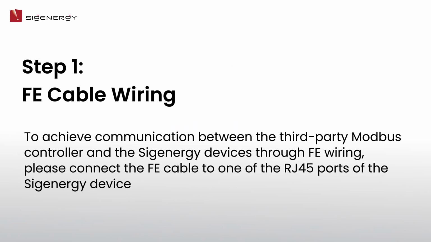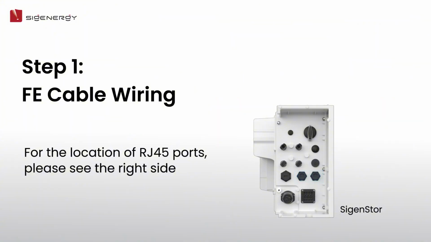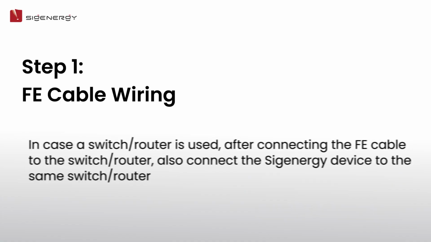To achieve communication between the third-party Modbus controller and the Segen devices through FE wiring, please connect the FE cable to one of the RJ45 ports of the Segen device. For the location of RJ45 ports, please see the right side. In case a switch or router is used, after connecting the FE cable to the switch or router, also connect the Segen device to the same switch or router.